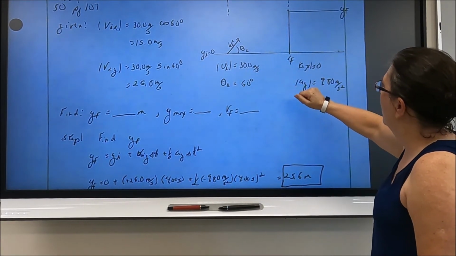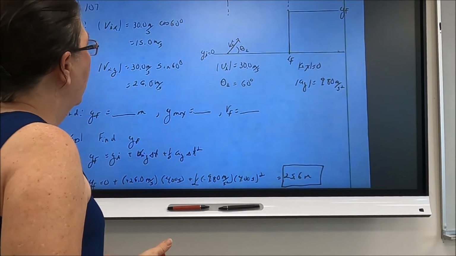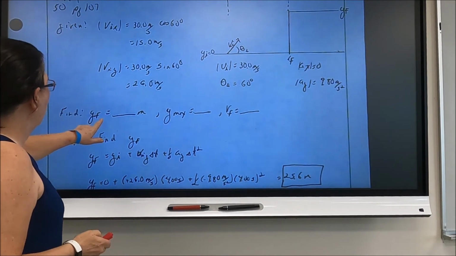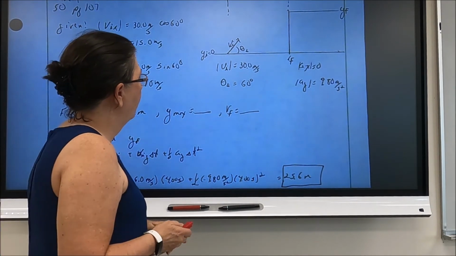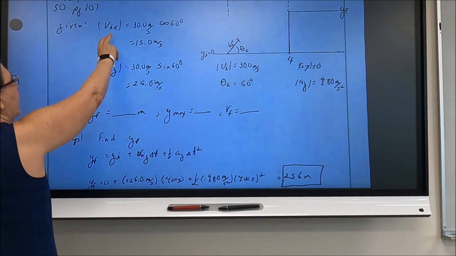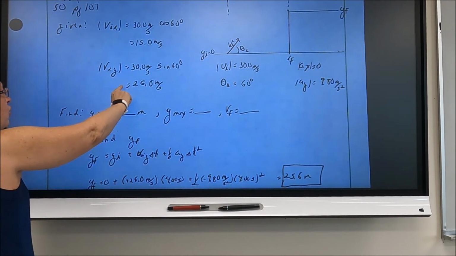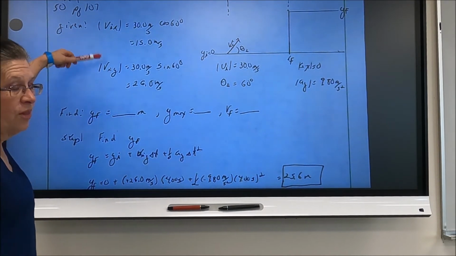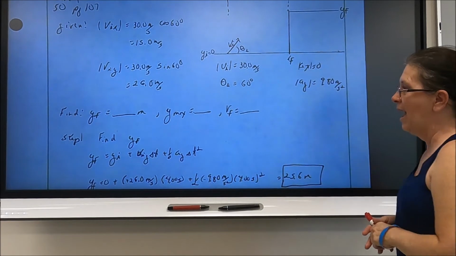y initial is 0, y final is not given to us. We also don't know x final. So what we're going to be looking for here is y final, y max, and velocity final. Now, given our initial velocity and the angle, I can get velocity initially in the x direction is 15 meters per second. That's its magnitude. Velocity initially in the y direction is 26 meters per second. These are things that you should do before you do anything else in the problem. Get all of this drawn and established.